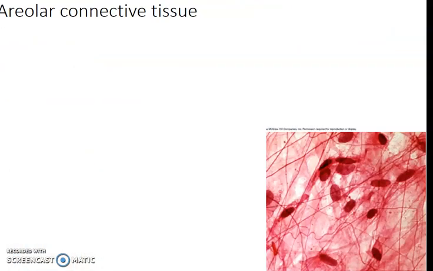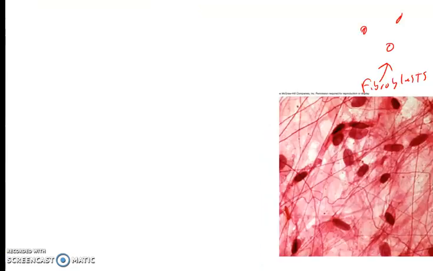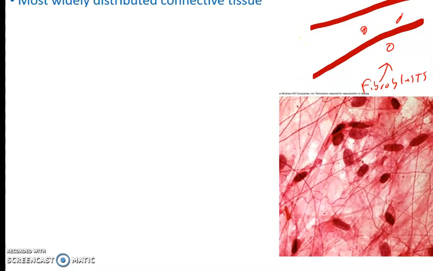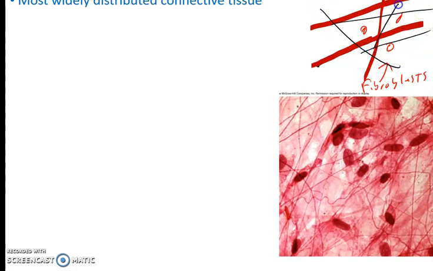So, areolar connective tissue. You have fibroblasts that are loose and spread out. Now, you're going to have these collagen fibers. Remember, collagen fibers do not branch. And then you have the thinner elastic fibers that do branch. So here are the branching elastic fibers. Now it also has reticular fibers. The fibroblasts are probably attached to the reticular fibers because fluid is moving through this tissue.